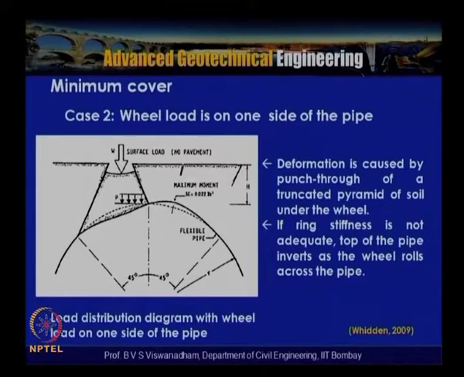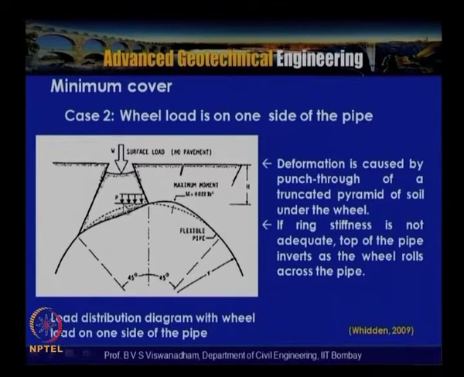Now, while we had taken the wheel load right on the pipe, consider that the wheel load is on one of the sides of the pipe. Let us assume that we have a flexible pipe and the wheel load is towards the left hand side, as shown. The load is exerted like a trapezium, and it is then transferred to the top of the pipe like this.